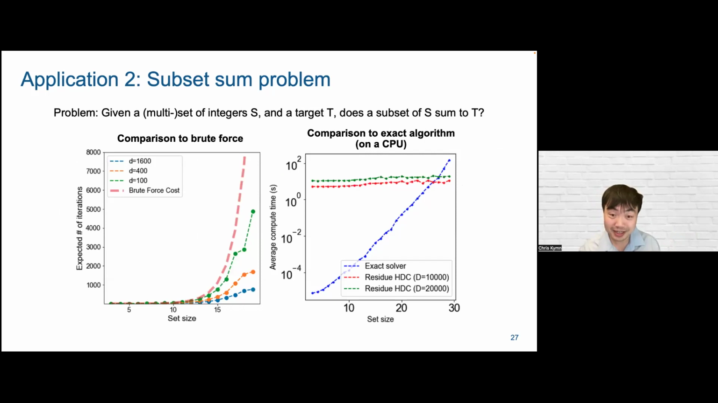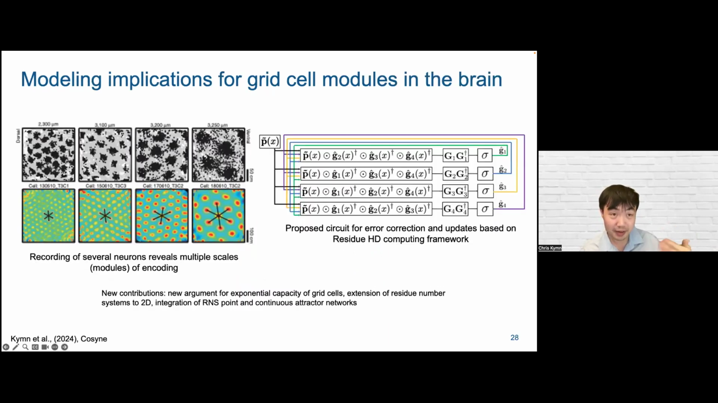So then, with the few minutes that I have left, I want to go over not an application per se, but looping this back to neuroscience and implications for grid cell modules in the brain. As I pointed out at the beginning, when people have looked at recordings of different neurons and seen how the scales, or the distances between these different peaks, cluster across different grid cells that are recorded at the same time, the finding is that the distribution of these different scales is multimodal, which suggests that there are different modules. And from a residue number system perspective, this is extremely interesting because it suggests that those multiple modules could be the different moduli of a residue number system.